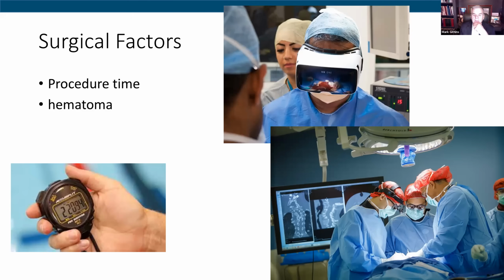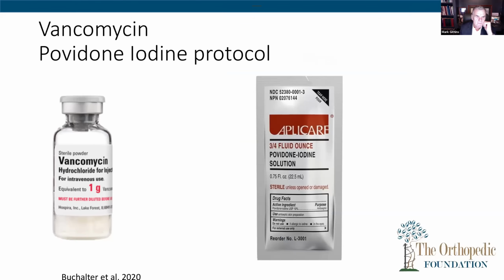But again, the surgical factors are doing this well and doing it in a time-efficient manner. Don't keep the tourniquet up. Don't have the wound oozing afterwards. And there's ways we can try to manage that. One of the ways that we've done this in this Buchalter work is that we use a vancomycin powder in the wound closure at the different levels. So we just put some powder in there.